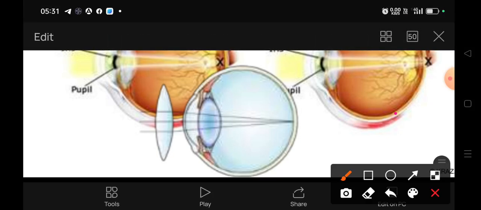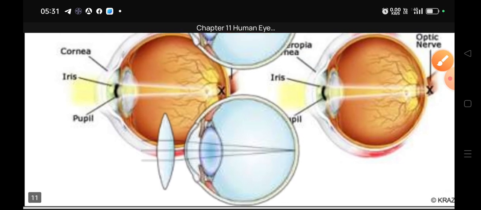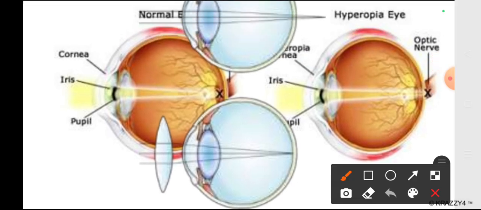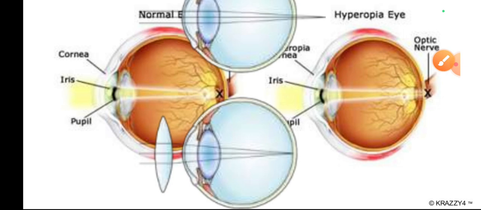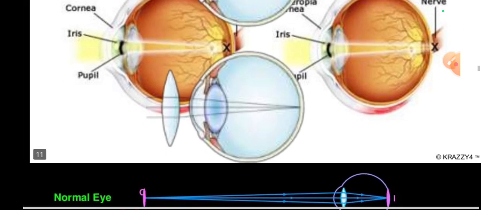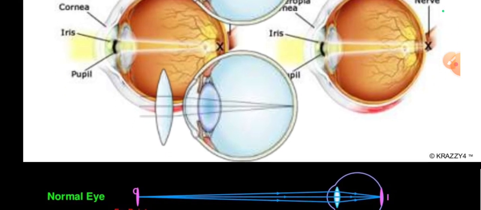See where they are converging. See here the fovea is there, at the backside they are converging. That's why, whenever they converge behind the retina, we cannot see the object, because only when the light rays converge on the retina at the fovea can we see objects clearly, otherwise it is not possible. That's why this is a defect.